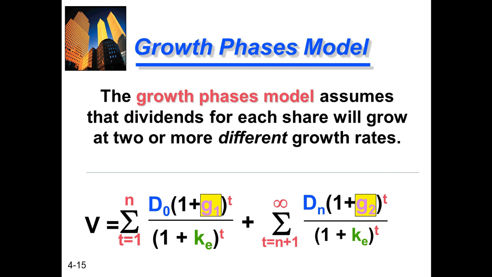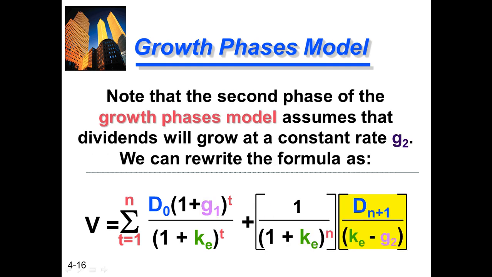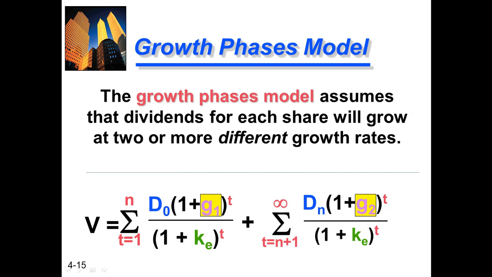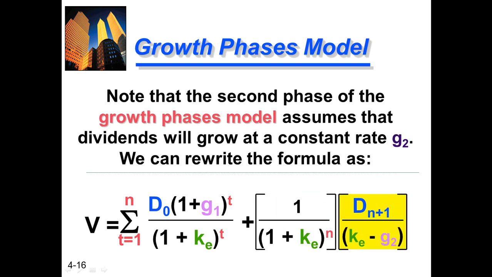This is the first phase and this is the second phase. Both phases will be added. Note that the second phase of the growth phase model assumes that dividends will grow at a constant rate. For the first phase, there is no constant rate. For the second phase, there is a constant rate. It means that the common stock is provided to you with two phases. Maybe it is possible there are 3 phases, or 4 phases.